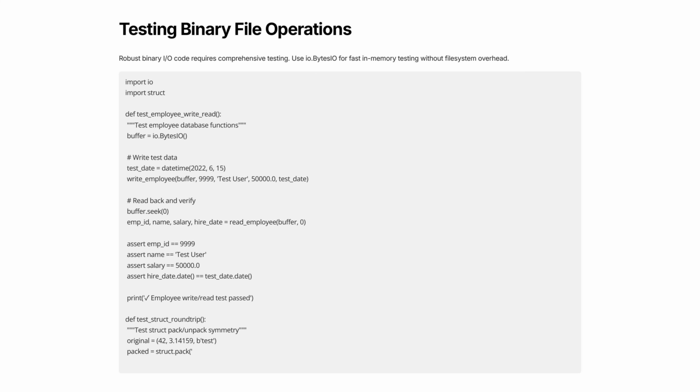Testing binary file operations is crucial for robust code. Utilize io.BytesIO for efficient in-memory testing, avoiding file system overhead. For instance, test employee database functions by writing and reading data in memory, ensuring accuracy with assertions. Similarly, verify struct pack and unpack symmetry to maintain data integrity. These practices ensure reliable binary input-output operations.